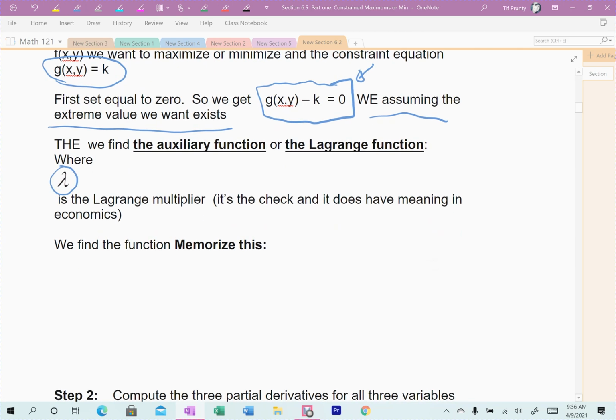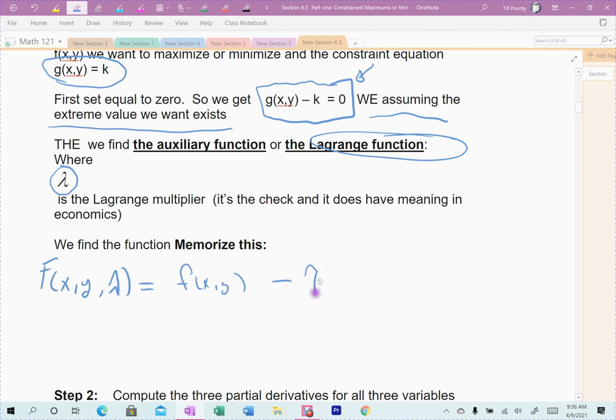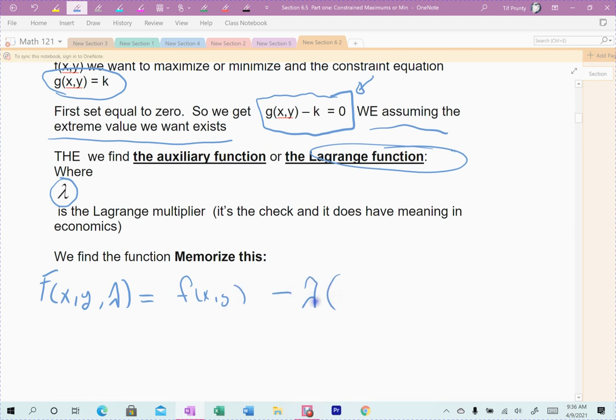Then we set up the Lagrange function. The Lagrange function we usually write as a capital F. It's got our x and y variables and our new lambda variable. The very first part of it is whatever we're optimizing, so you write down the original equation, the lowercase f of x, y. And then it's minus the lambda variable times the constraint equation that we set equal to 0, so this part, the g of x, y minus our constant. And remember, it's minus the constant.